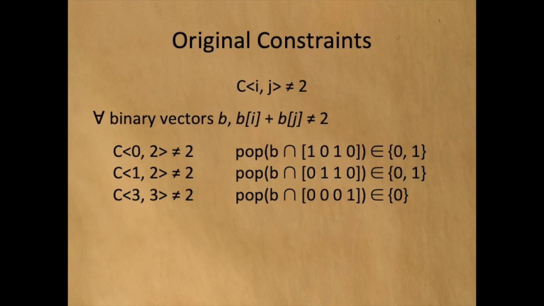Our first problem was merging the constraints, or merging the butterflies. Our original constraints from 2 years ago had the form Cij may not equal 2. In other words, bit i and bit j may not both be true at the same time. So for example, constraint 0, 2 not equal to 2 means that if we intersect b with the vector 1, 0, 1, 0, then the population of the resulting vector must be in the set 0, 1.